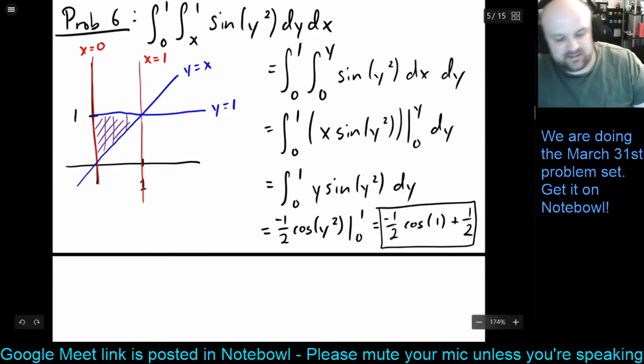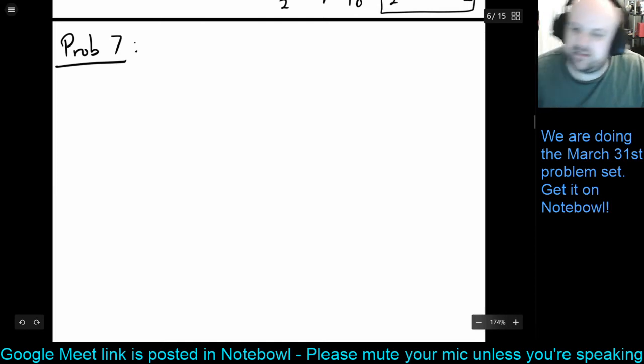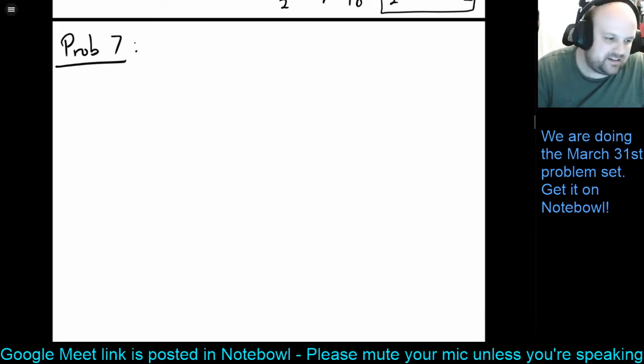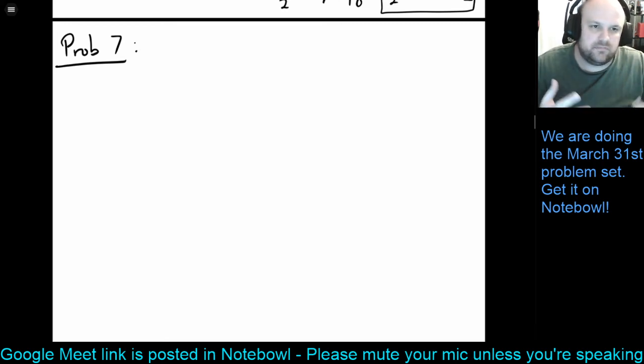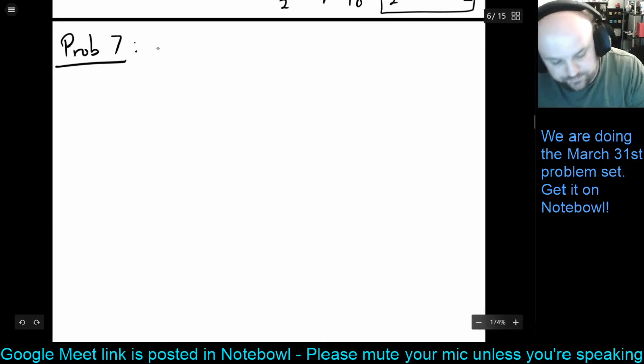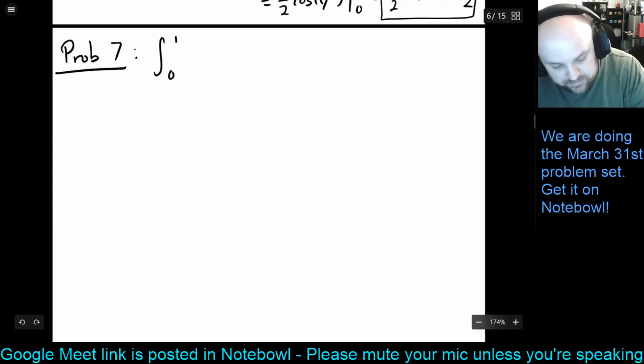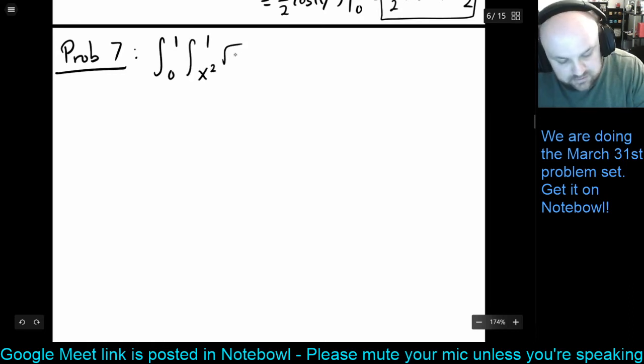All right, great. So let's look at problem 7 real quick. And I think for this one, since we're just about out of time here, let's just switch the order and I'll leave off the computation of this one. So again, here we're looking at the integral from 0 to 1, from x squared to 1, of square root of y times sine of y, dy dx.